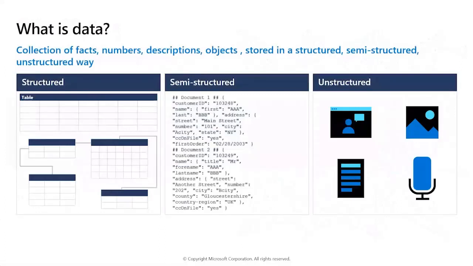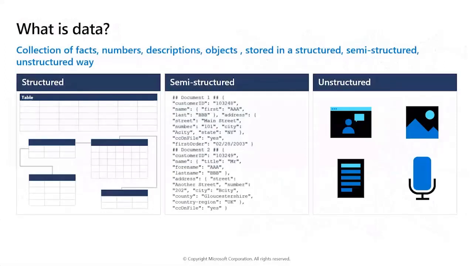Now, what is data? Well, by definition, data is a collection of facts such as numbers, descriptions, and observations used in decision making. So you can classify data as structured, semi-structured, or unstructured. Now, structured data is data that adheres to a schema. So all of the data has the same fields or properties. Structured data can be stored in a database table with rows and columns.